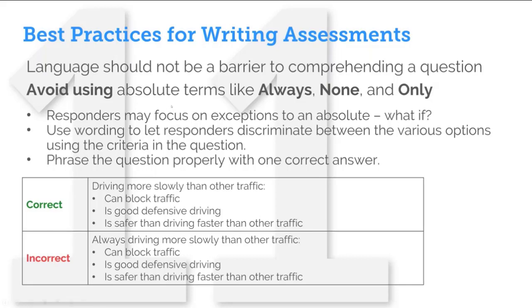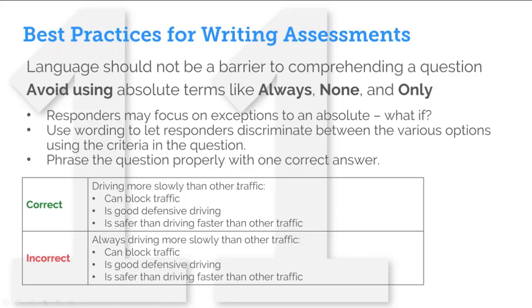If you do use absolute terms, your test takers, assessment takers might be focused on exceptions to the absolute. Well, what if? So you said it always happens when the sky is cloudy, but what if it's foggy? Or what if it's partially cloudy? So they might what-if the question to death and miss the point of it. Use wording to let responders discriminate between the various options by using the criteria in the question. We want the question to be well enough and the options to be well enough worded so that you don't have to actually say always, none, only in those words.